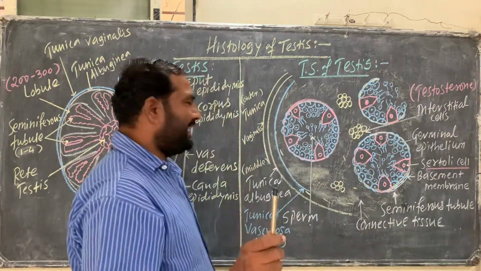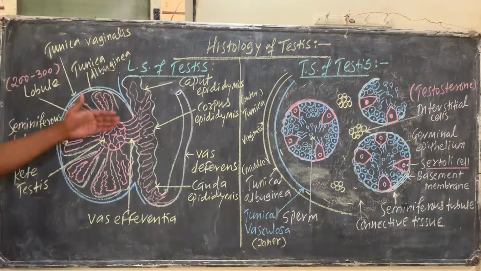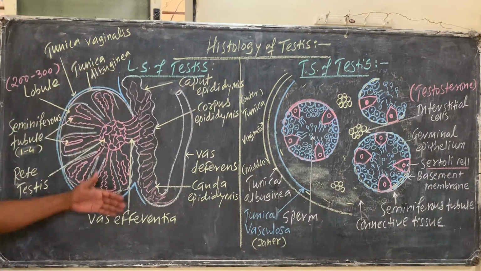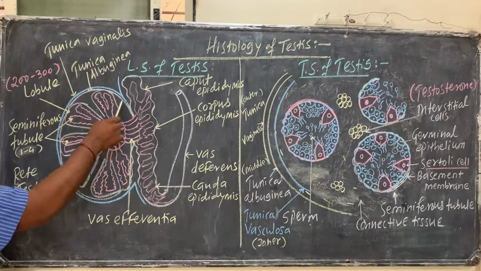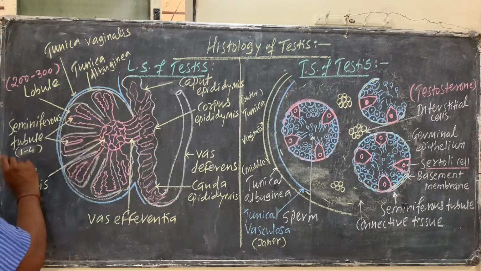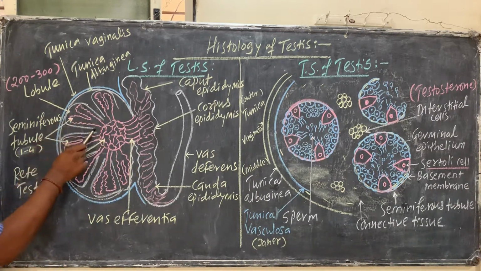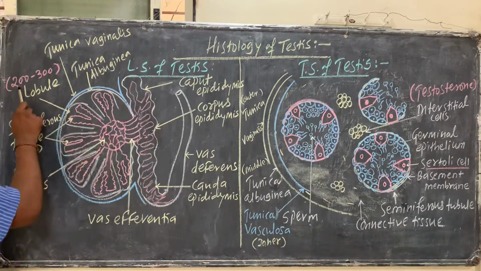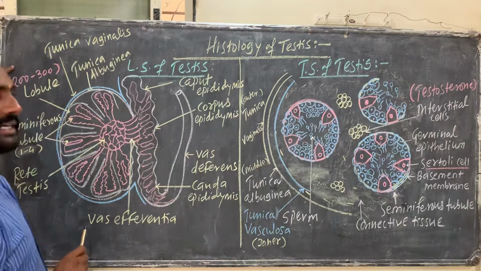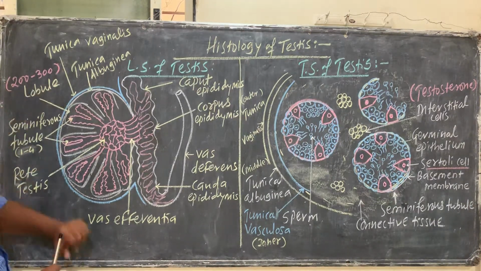In each testis, see here, here is the LS of testis. हा उभा छेद आहे. So inside the testis there is presence of, what is that? This one is a lobule. So how many lobules are present in each testis? There are 200 to 300 lobules present in each testis.